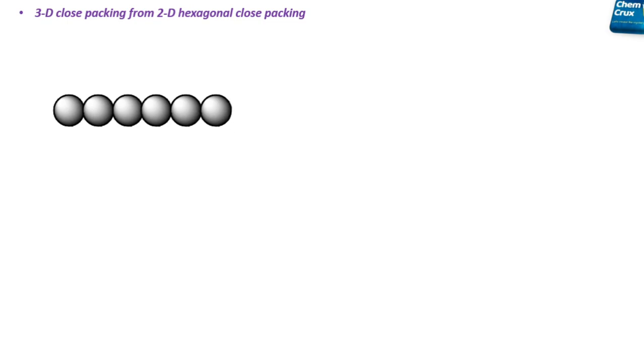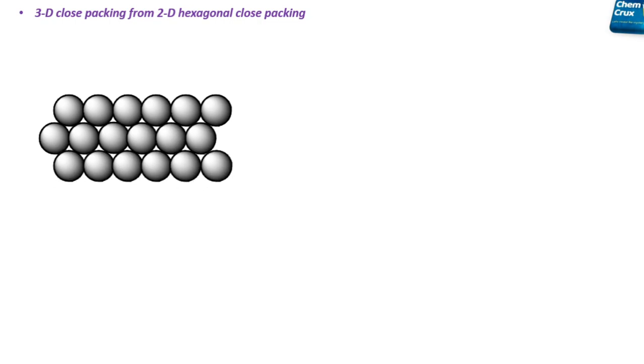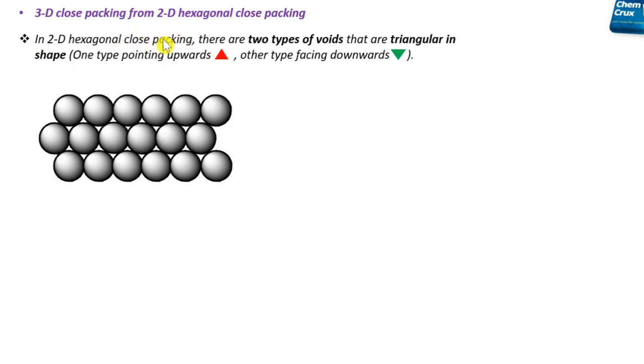Next is 3D close packing from 2D hexagonal close packing. Now we have seen in 2D hexagonal close packing that the spheres of the first row are aligned in this manner, while the spheres of the second row are arranged in a staggered manner, sitting at the depressions of the spheres of the first row, and the spheres of the third row are aligned with the spheres of the first row. So in 2D hexagonal close packing, we can see some empty spaces. These empty spaces are called voids, which are triangular in shape, right?